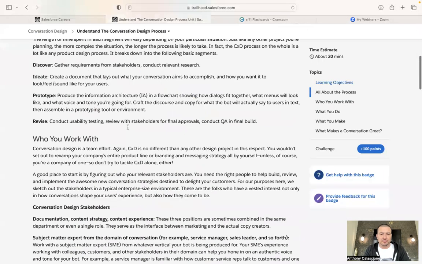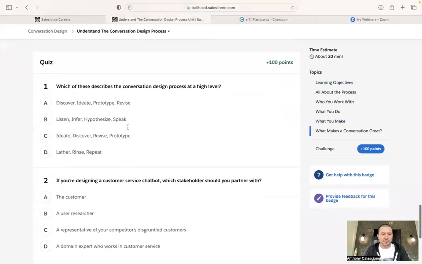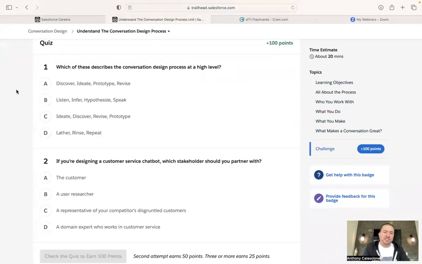All right, let's take a test. Which of these describes a conversation design process at a high level? A: Discover, ideate, prototype, revise. B: Listen, infer, hypothesize, speak. C: Ideate, discover, revise, prototype. D: Lather, rinse, repeat. Definitely not B or D. A and C have the same exact answers, but in different orders. I remember ideate was not the first word because it's a funny word. So every time I see it, I remember it, and it was not the first word. So I'm going to go with A.